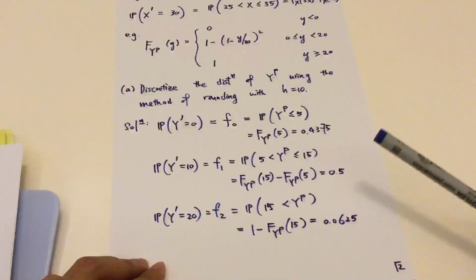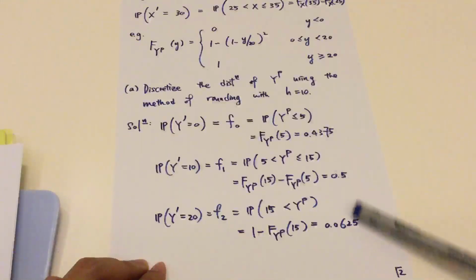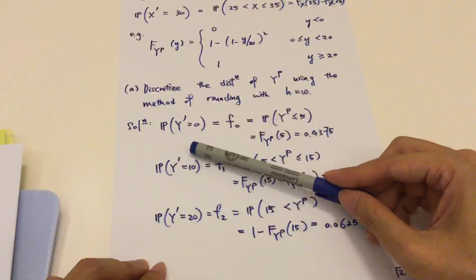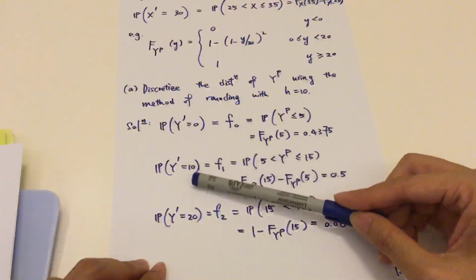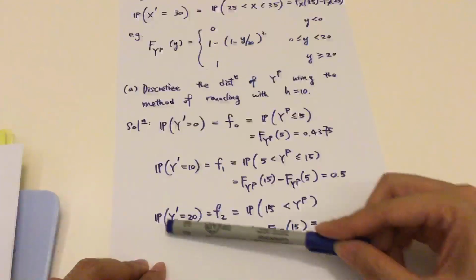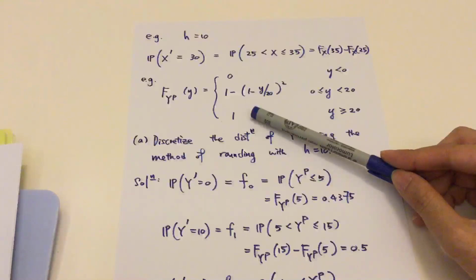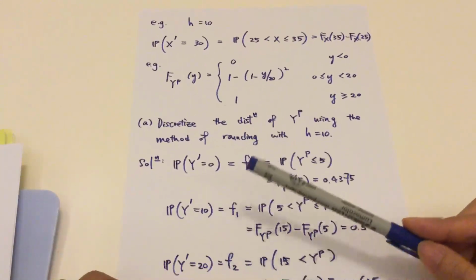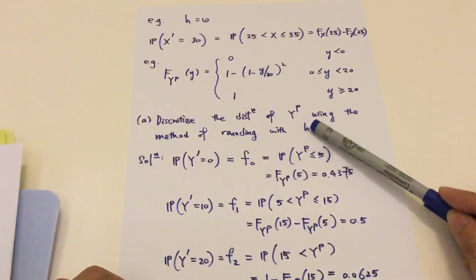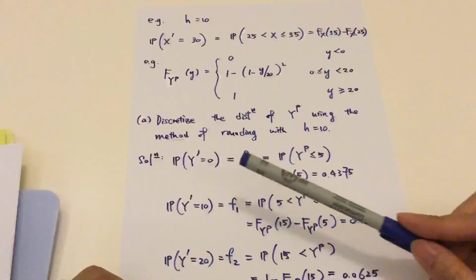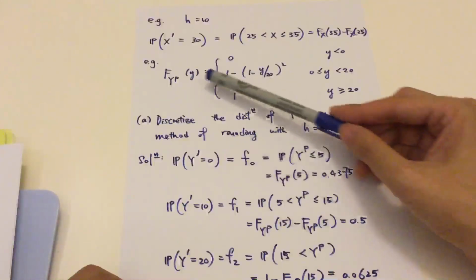Okay, and this is the end. So you can see if you add up these three numbers, you will get 1. So y prime is a discrete variable taking only three values, 0, 10, and 20. And this is a discrete variable we used to approximate this distribution. Of course, the approximation is not very accurate because this h is too large. If you choose a smaller h, y prime will take more values and y prime will be closer to the original y.